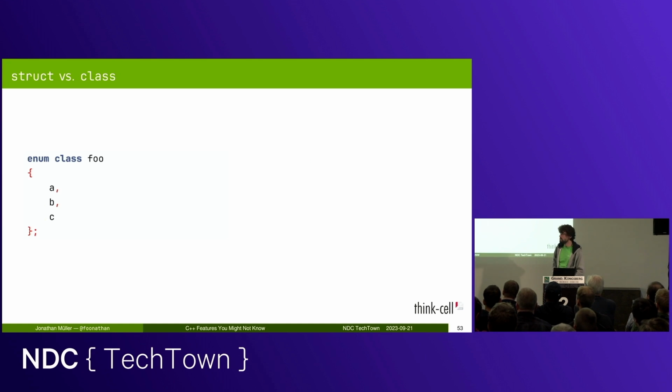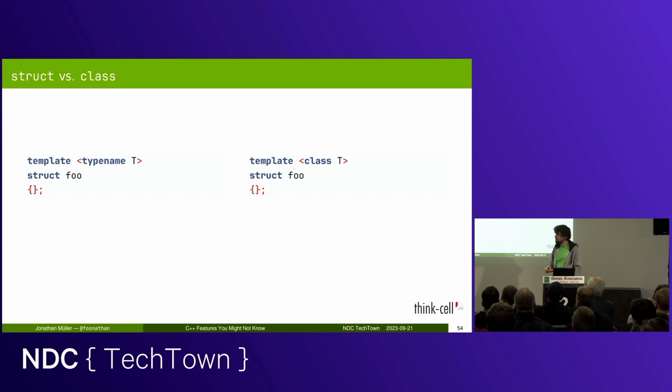So for example, you've got an enum class. You can also write an enum struct. And they mean the exact same thing. It's just that the grammar allows the keyword class or the keyword struct. So you can mean the exact same thing, no difference. You can pick either one. You have template parameters. You can have a typename T, or you can have a class T.